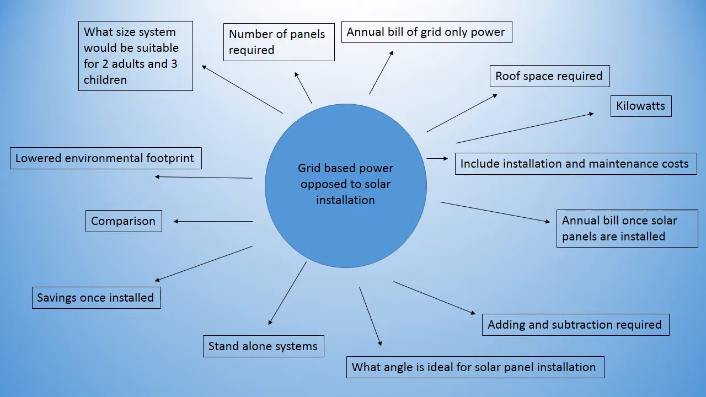Some of these are what system would be suitable for 2 adults and 3 children, the number of panels required, annual bill of grid-only power, roof space required, kilowatts, installation and maintenance costs, annual bills, adding and subtraction, what angle is best for the solar panel installation, standalone systems, savings, comparisons, ecological footprints.